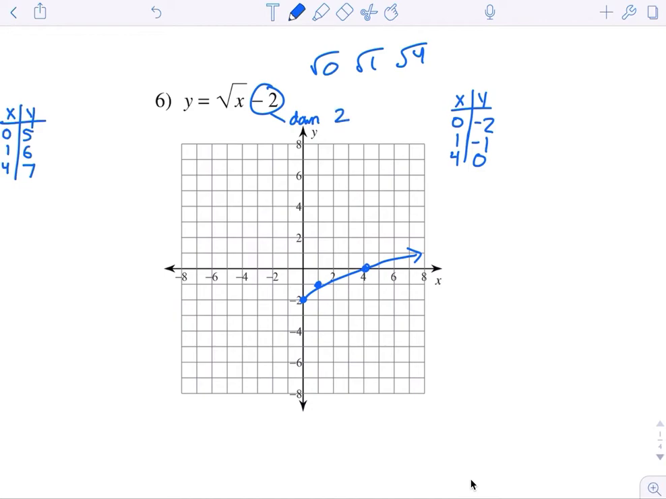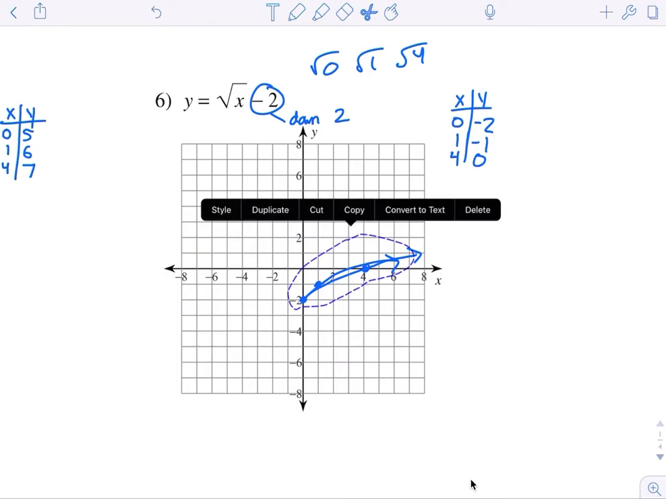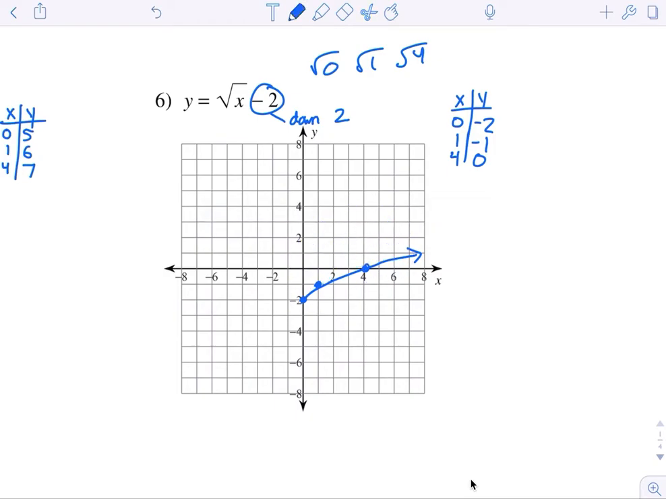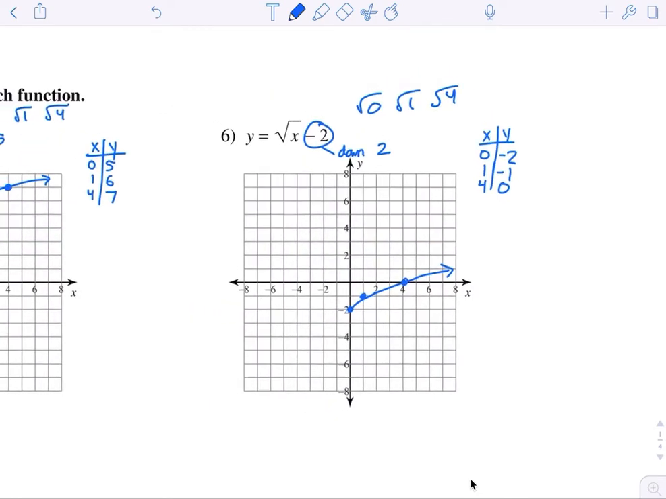Right, this would be the parent function, and from the parent function, all you would have to have done is just move it down 2 units, and it would have matched up to that. So, right, you guys can use your transformations to even give you more emphasis if your graph is matching up.